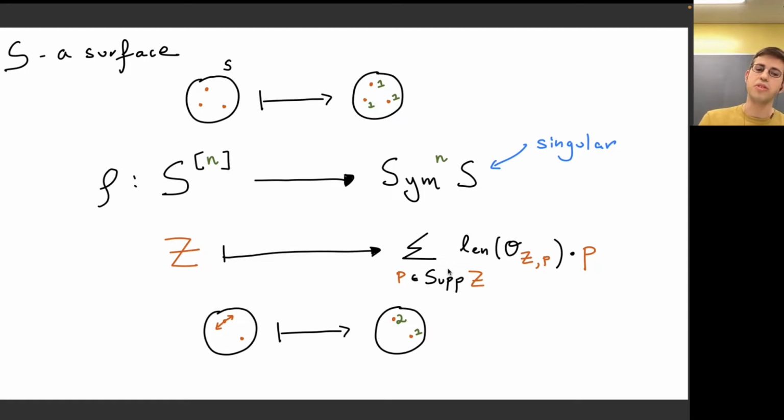And that's called the Hilbert-Chow morphism. And so that's this map rho that's drawn here. And over the open locus of the symmetric product, where all points are distinct, this is just a one-to-one map.